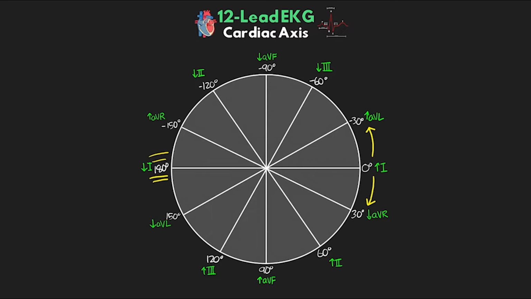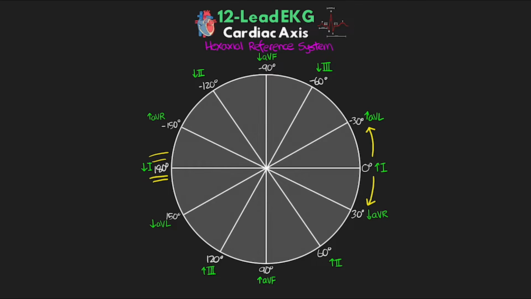So this divided circle here with these positive and negative directions of leads and the degrees of each line is something that we actually call the hexaxial reference system. And this is going to come into play here shortly in determining what our patient's cardiac axis is within 30 degrees.